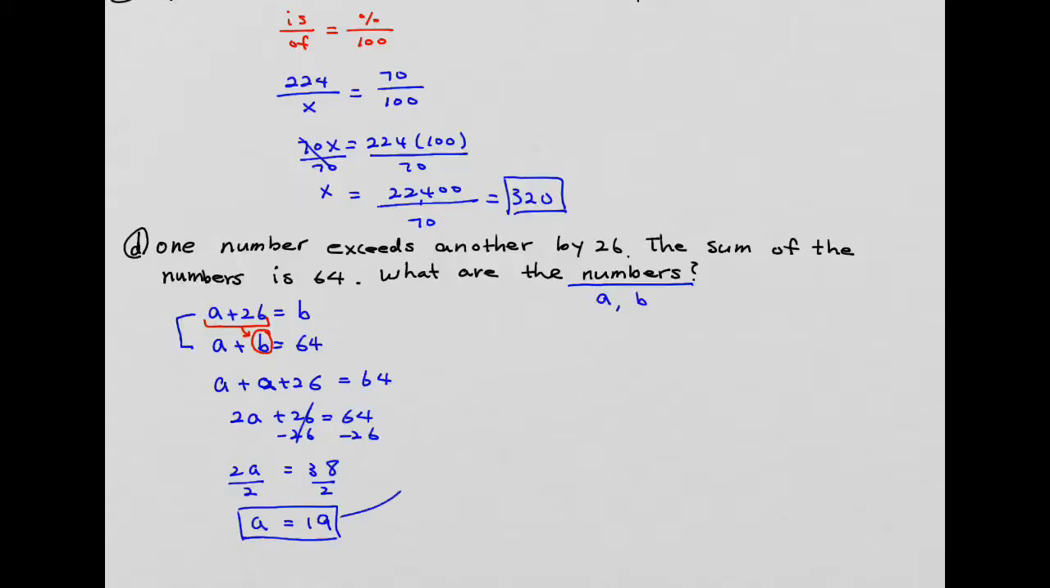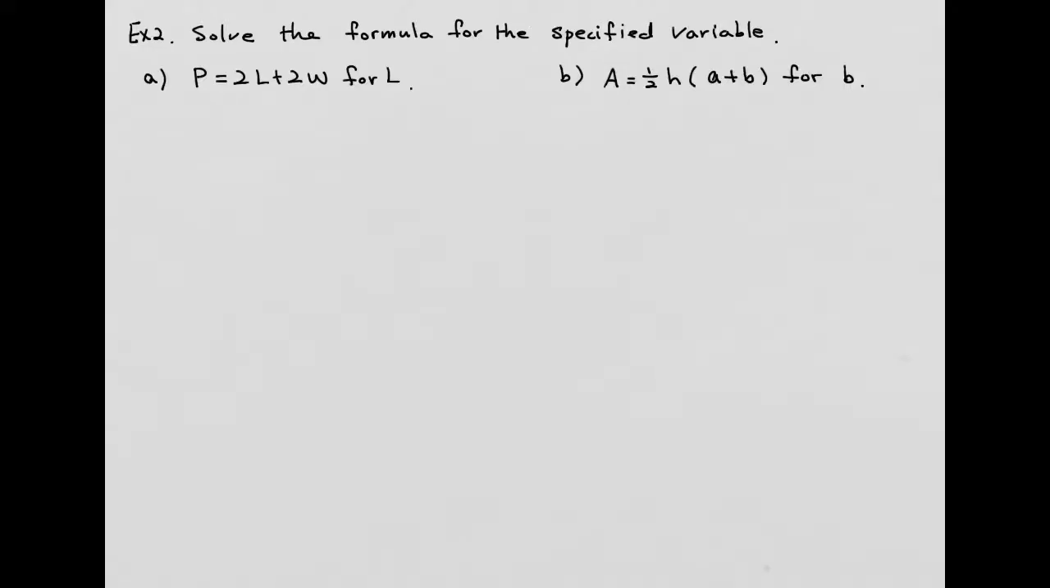And if we replace that into here, we're going to get 19 plus 26 is going to be B, where your B equals 19 plus 26, which is 45. So there are two numbers that we're looking for in that problem: 19 and 45.